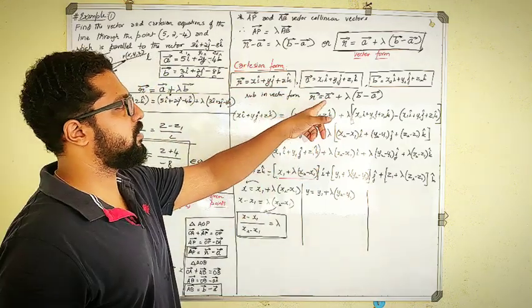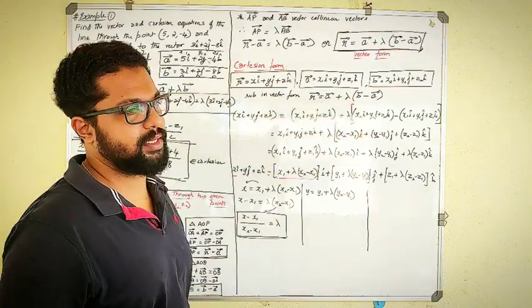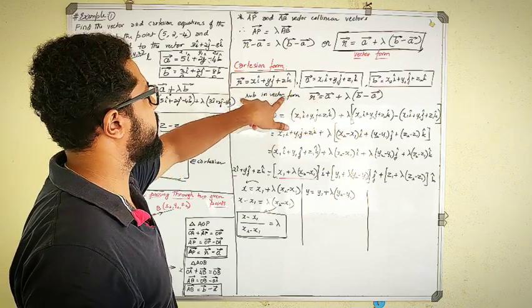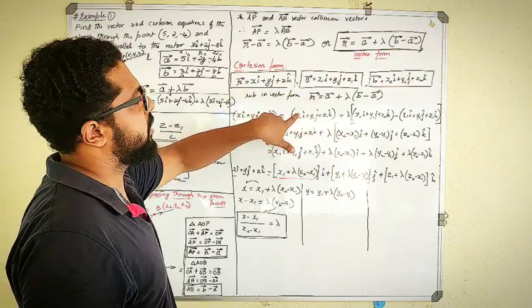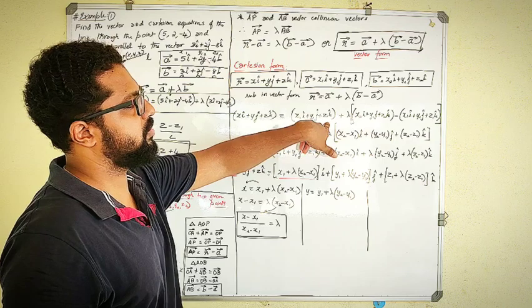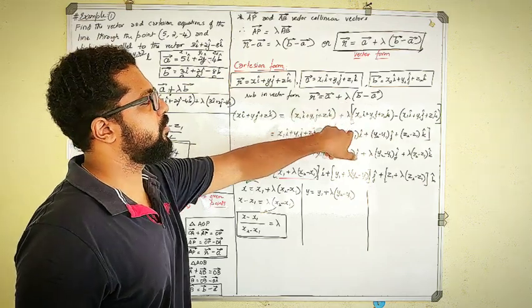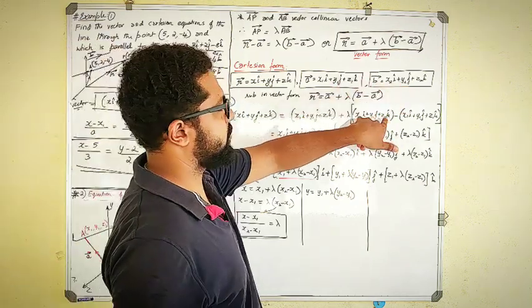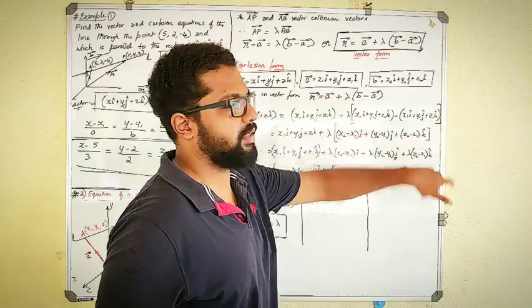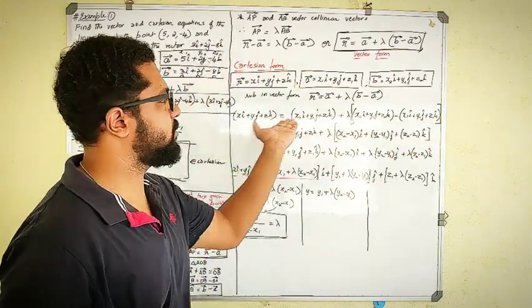Okay, R vector is equal to A vector plus lambda into B minus A. I will substitute, R vector is right here, this one. Then A vector is here, substitute it. Then lambda, then put a whole bracket. B vector you substitute, minus A vector you write. Clear? This is just the substitution part.